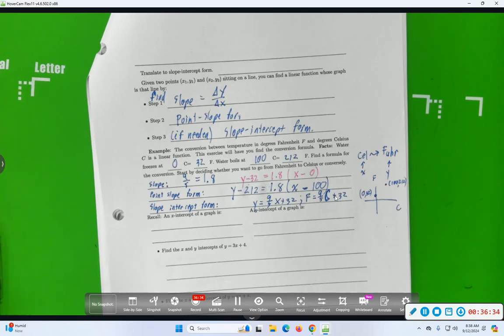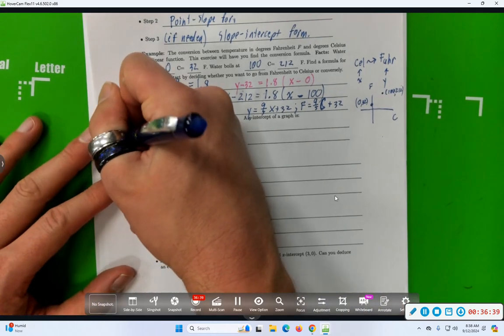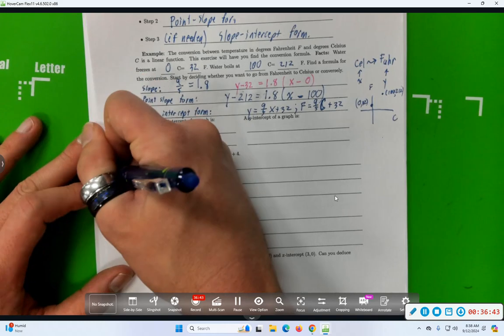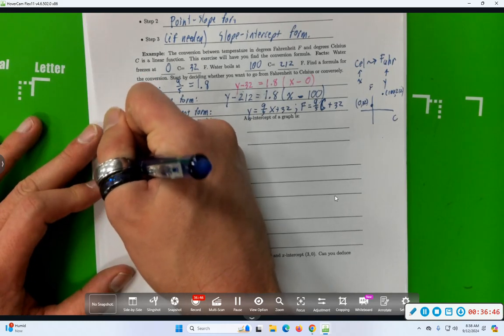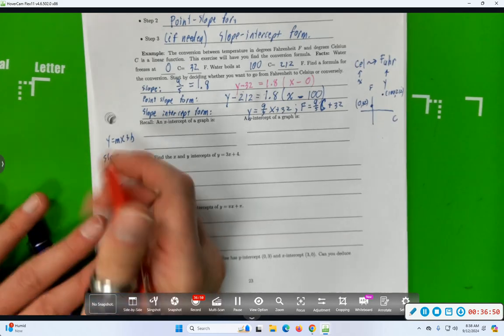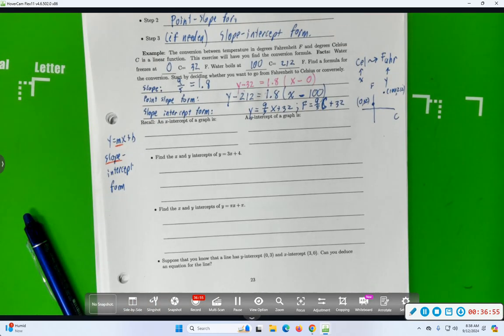So the next thing I want to hit: y equals mx plus b. This is called the slope-intercept form. And we've seen that it tells you the slope automatically. The slope is that m. Since it's slope-intercept form, it should also tell you the intercept. Let's see how to read off an intercept.